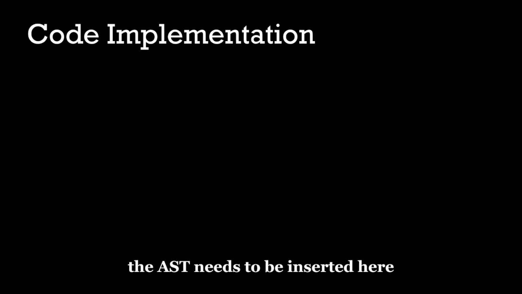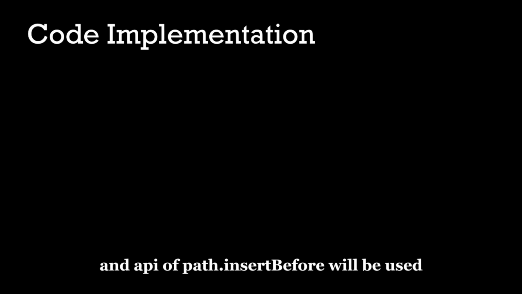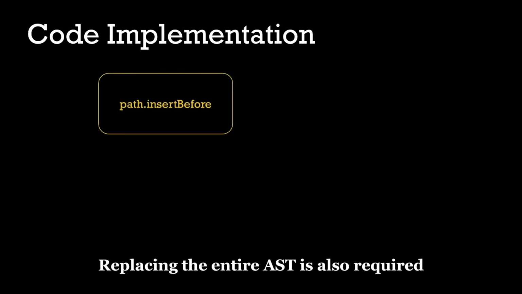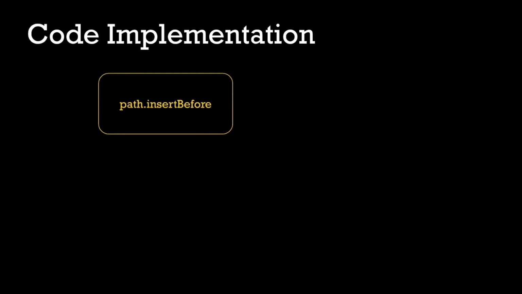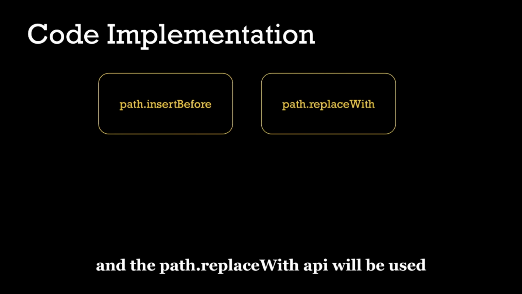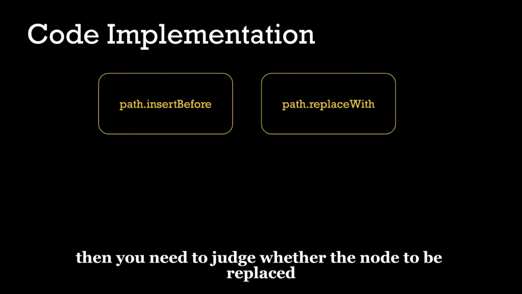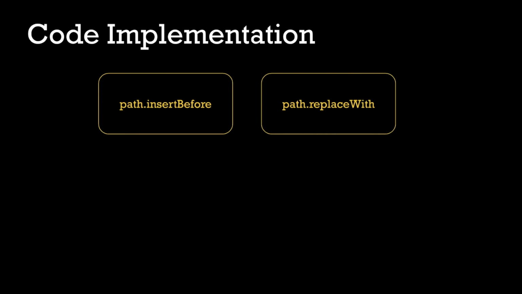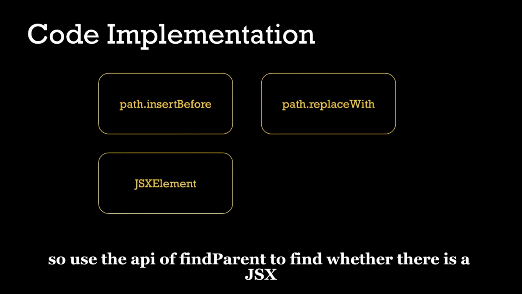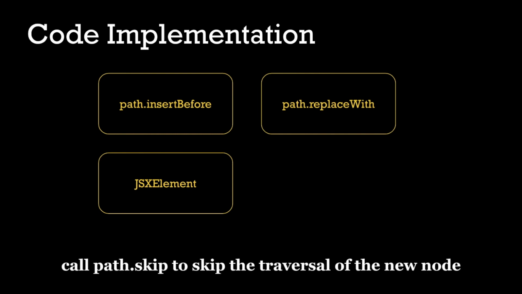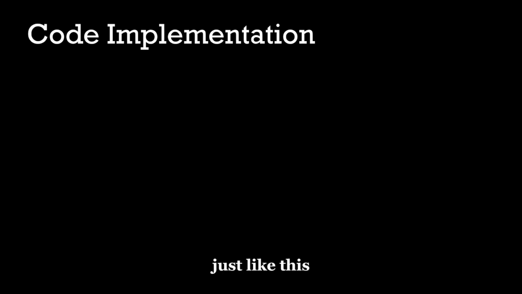The AST needs to be inserted here, and the API of path insert before will be used. And replacing the entire AST is also required, and the path replace with API will be used. Then you need to judge whether the node to be replaced is under a JSX element. So use the API of find parents to find whether there is a JSX element node on the path. Also, after replacement, call path skip to skip the traversal of the new node. Just like this.